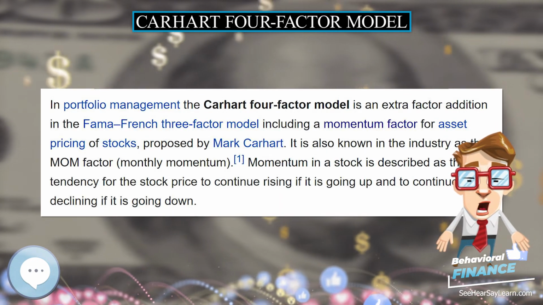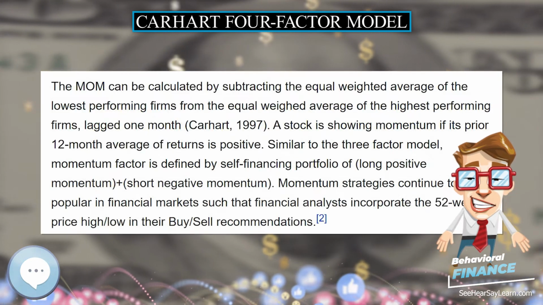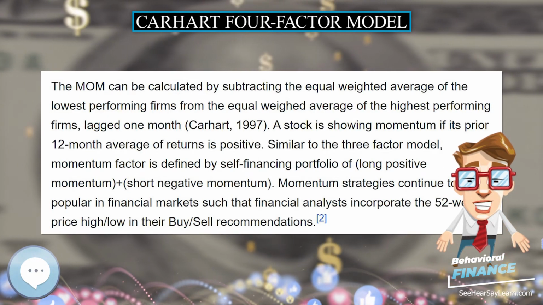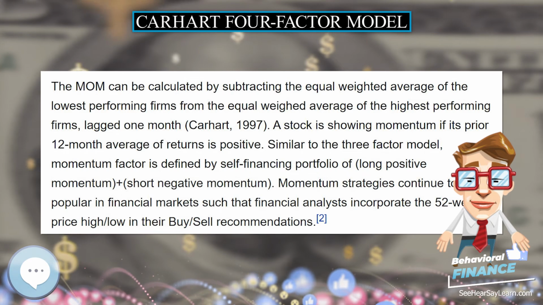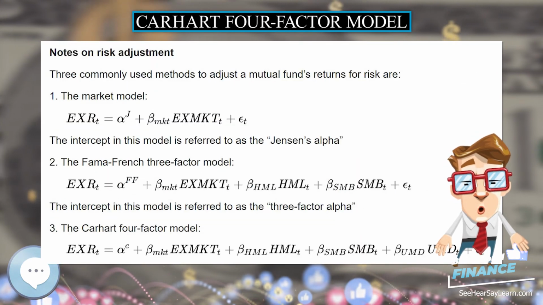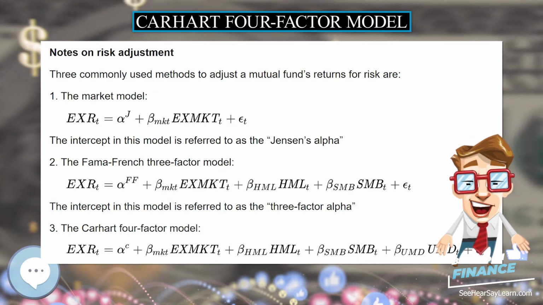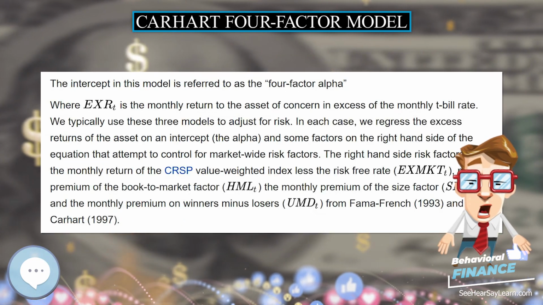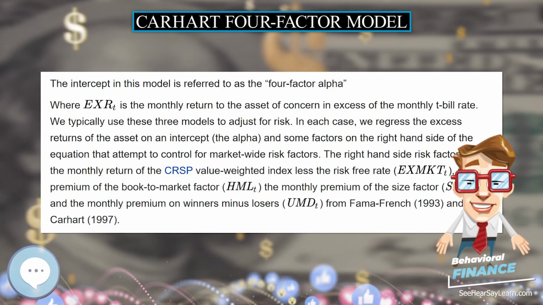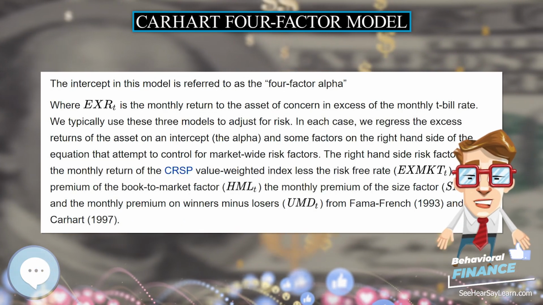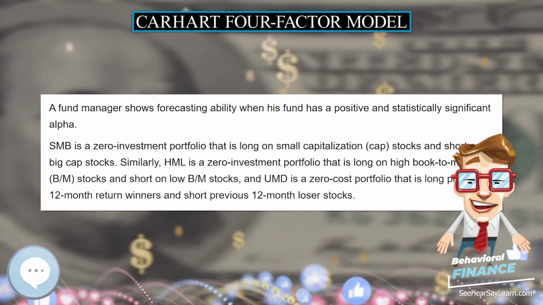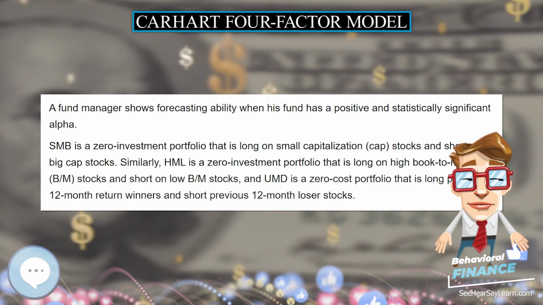SMB is a zero investment portfolio that is long on small capitalization, CAP, stocks and short on big cap stocks. Similarly, HML is a zero investment portfolio that is long on high book-to-market, BM, stocks and short on low BM stocks, and UMD is a zero-cost portfolio that is long previous 12-month return winners and short previous 12-month loser stocks.